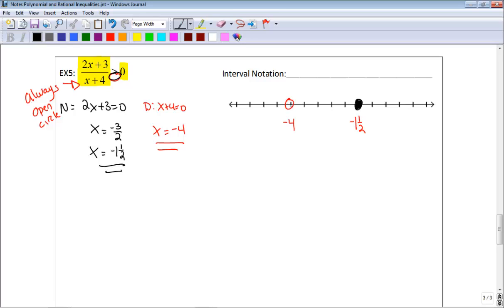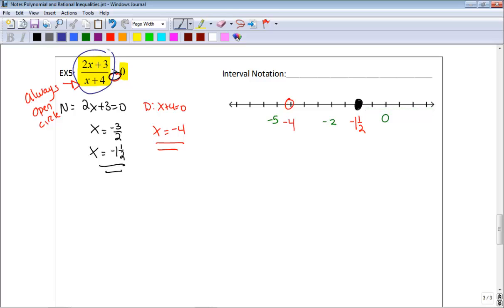So the denominators will always have an open circle. Right? Well, this splits me up into different sections. Let's pick a test point from each section. Between negative infinity and negative 4, I can choose negative 5. Between negative 4 and negative 1.5, I can choose negative 2. Between negative 1.5 and positive infinity, I can choose 0. Any number would work, but these are the numbers that I've chosen.